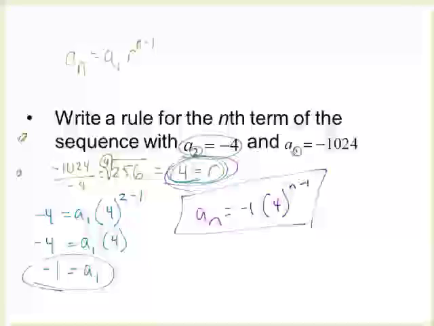And so that's our rule. And don't even try to combine that negative in there. It seems like a tempting thing to just be able to throw the negative in with the 4, but they need to stay totally separate. Questions?